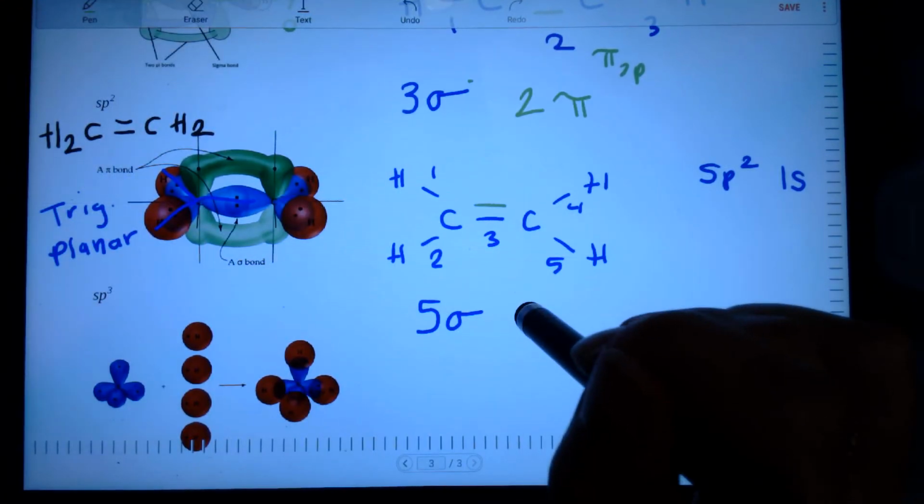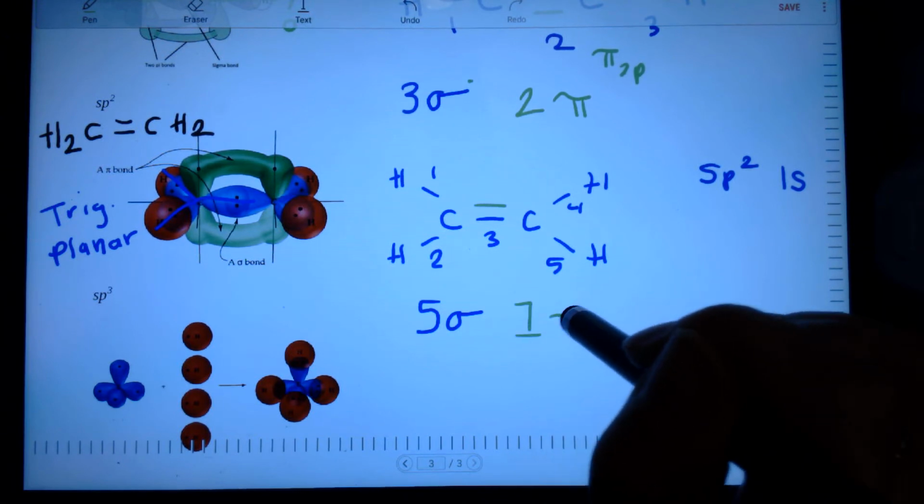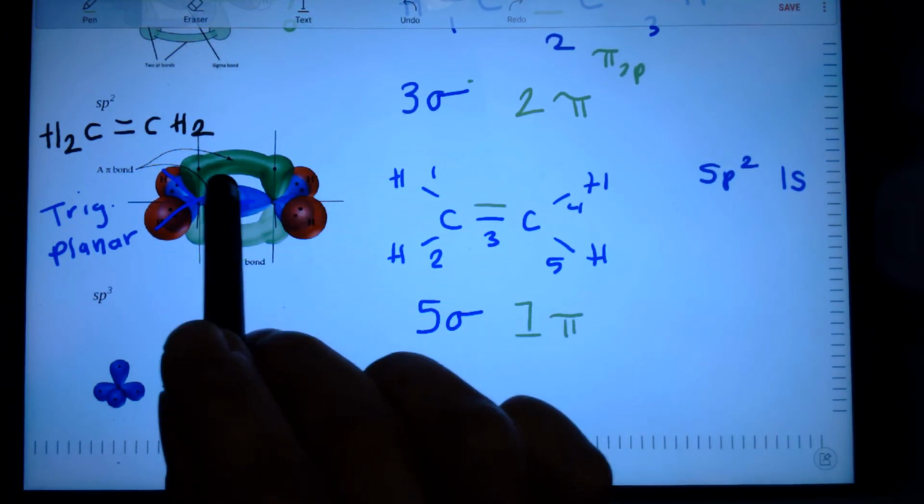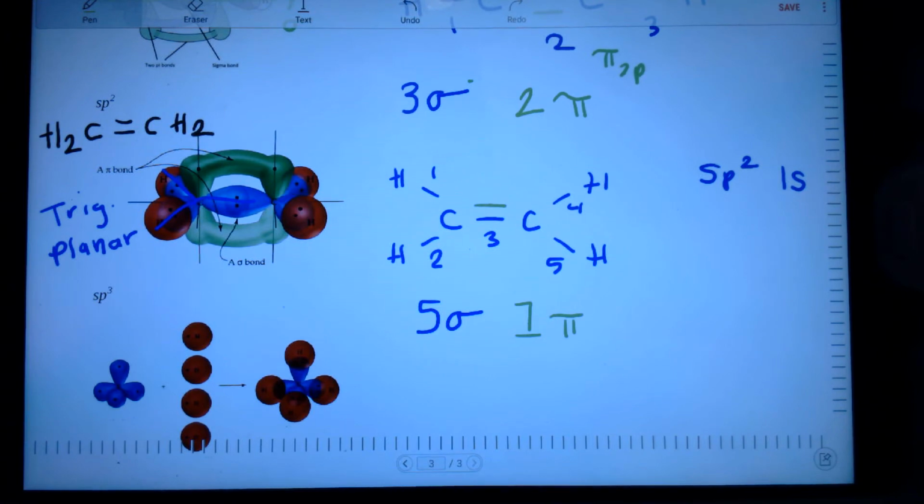sigmas, and then just that double bond there, we have 1 pi bond. So that higher order perpendicular bond, that's our pi bond.